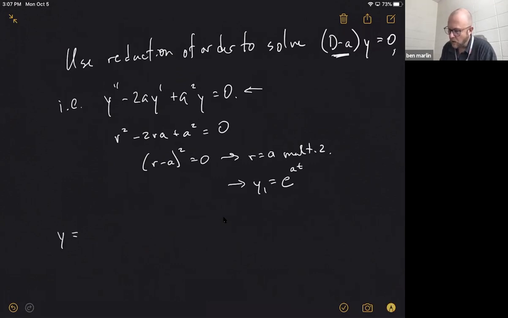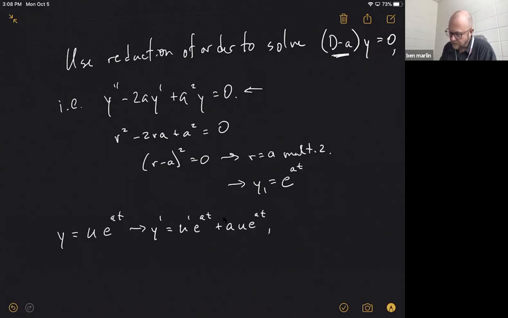Because now we're going to say y equals u, with u unknown, times e to the at, and we have to figure out the y prime and the y double prime. So we have to use a product rule here. We'll have u prime e to the at plus a u e to the at.